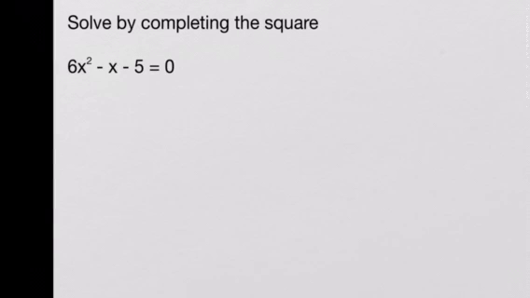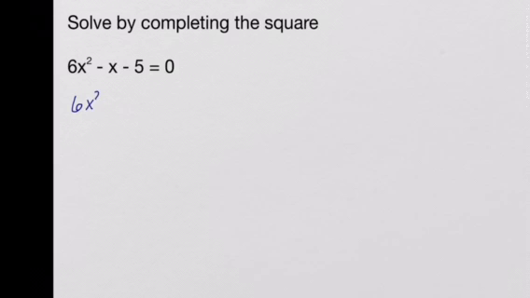In this problem, you're asked to solve by completing the square. So the first step in completing the square is to divide both sides by the number in front of x squared if that number is not a 1. Since in this problem the number is a 6 instead of a 1, we'll divide both sides by that 6.